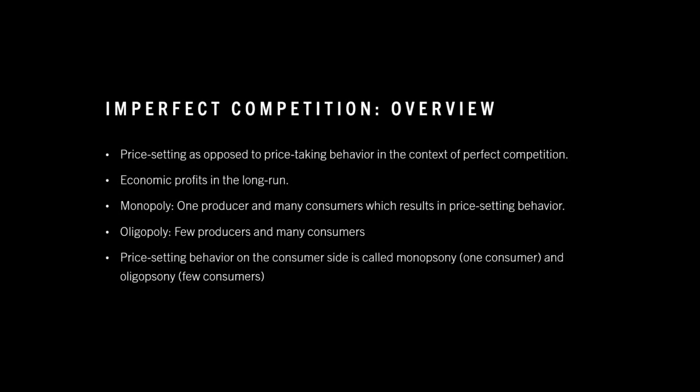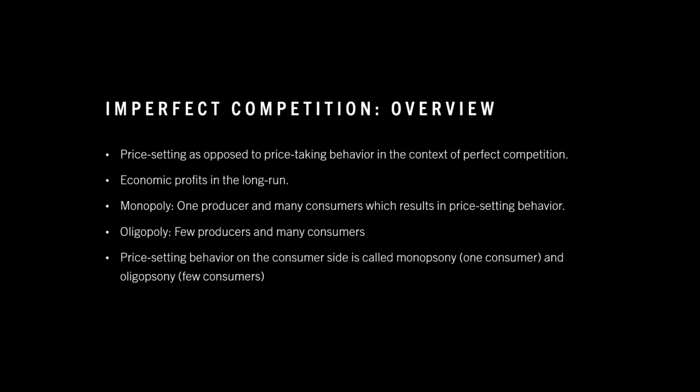The topic of this video is imperfect competition. Previously, we have seen that in the context of perfect competition, we have so-called price-taking behavior, in the sense that we have a lot of producers and a lot of consumers, and each one of them takes the price as given, in the sense that no matter how much they purchase or how much they produce, they are not going to influence the price.